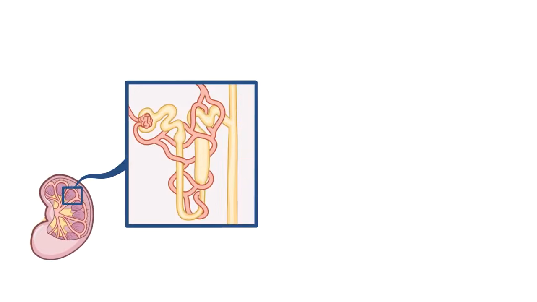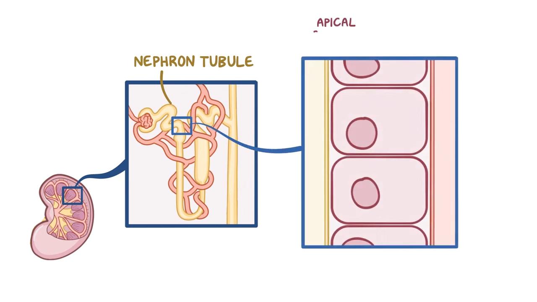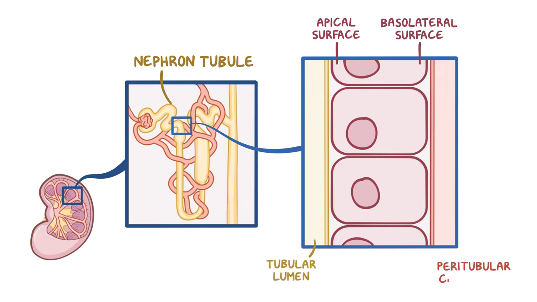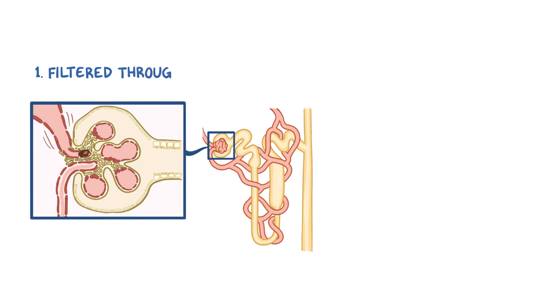Now, zooming in on a nephron's tubule, each one is lined by cells that have two surfaces. One is the apical surface, which faces the tubular lumen, and the other is the basolateral surface, which faces the peritubular capillaries, which run alongside the nephron. First, certain medications in the circulation can be filtered out with the other metabolic wastes when the blood goes through the glomerulus.